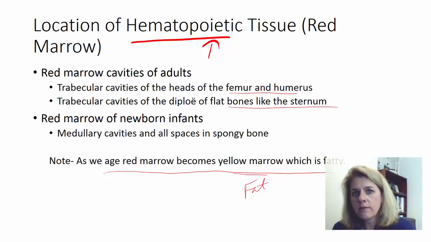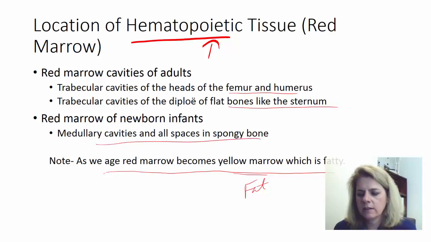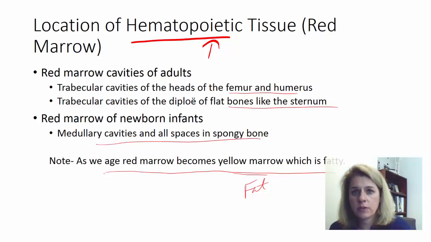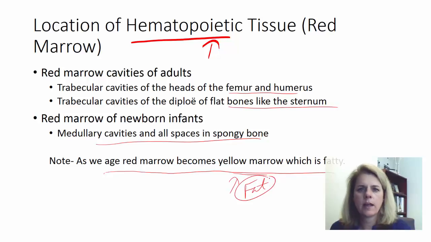Now, in newborns and infants, all of their medullary cavities and all their spongy bone is red marrow. A child is growing fast, constantly making more blood cells, so they have more red marrow than we do as adults. As we go through puberty and reach adulthood, that red marrow will convert to yellow marrow, which is fat, and we use that as a place to store fat, and then we can pull from that in times of famine as a source of energy. So children don't have that yellow marrow, and adults do.